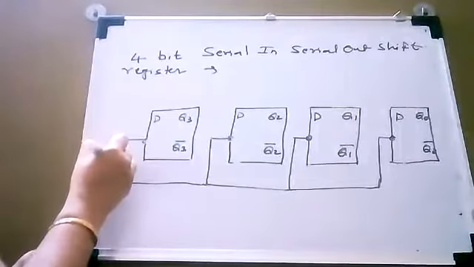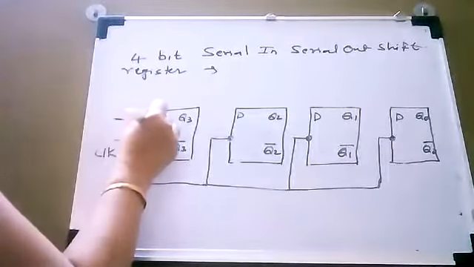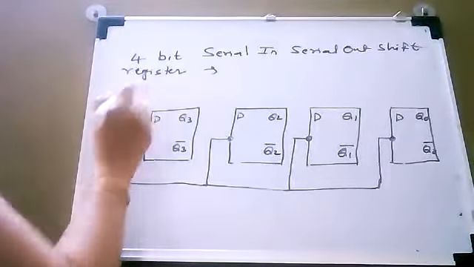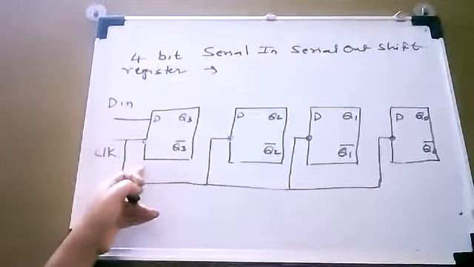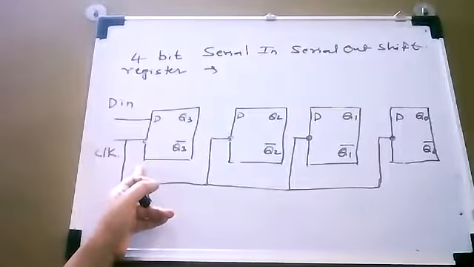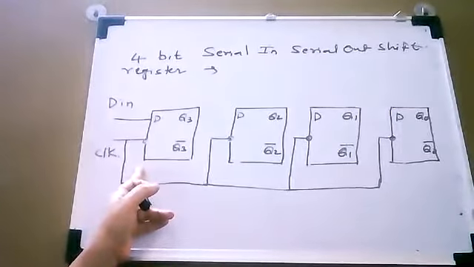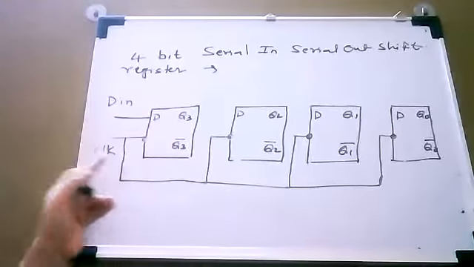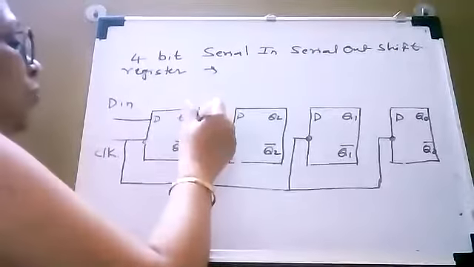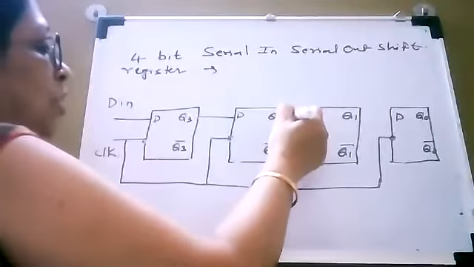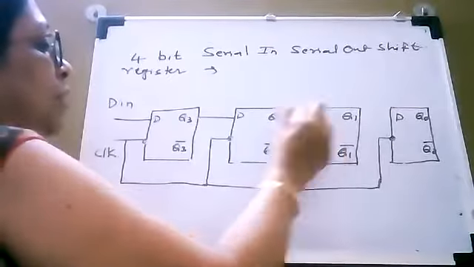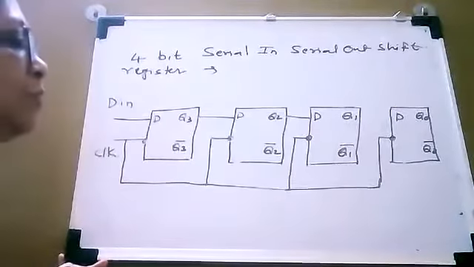Now, this is your clock. And the input is applied to the input of the MSB flip-flop. Here we are calling it flip-flop number 3. So the input is given at this flip-flop number 3 here. The output of flip-flop number 3 will be given to the input of flip-flop number 2. The output of flip-flop number 2 will be given to the input of flip-flop number 1.